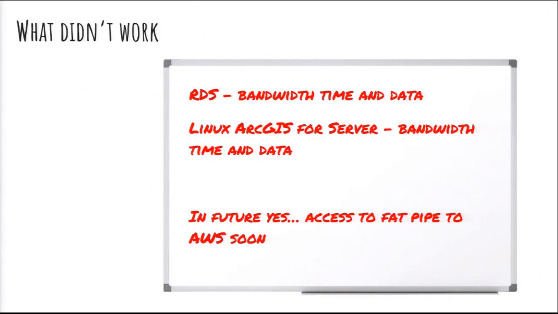But in the near future, this will probably actually be possible. We're working on getting some fiber up to the Amazon place in Virginia. So hopefully when that happens, some of the stuff like using RDS and using EC2 to host ArcGIS for Server will be an option in the near future, hopefully.